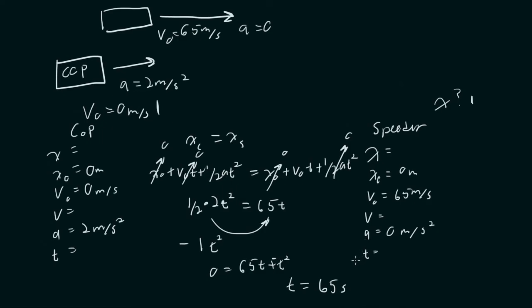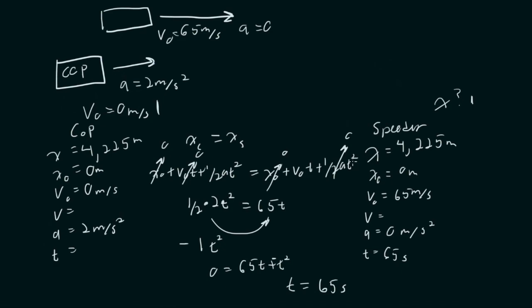Excellent. Very straightforward. And so my time is going to be 65 seconds, and I can plug that into this equation. So it's going to be 65 seconds at 65 meters per second, and that's going to be 4,225 meters at a position of 4,225 meters. Let's check that with the cop car. So it's going to be 65 squared times 1/2 of 2, which is 1. And we get, once again, 4,225 meters. So there we go.